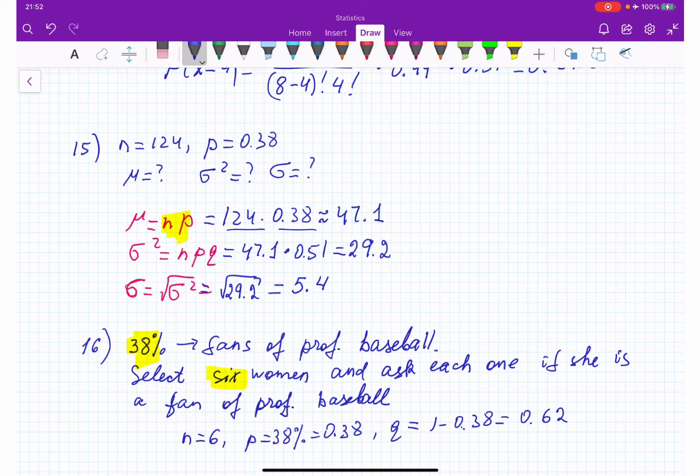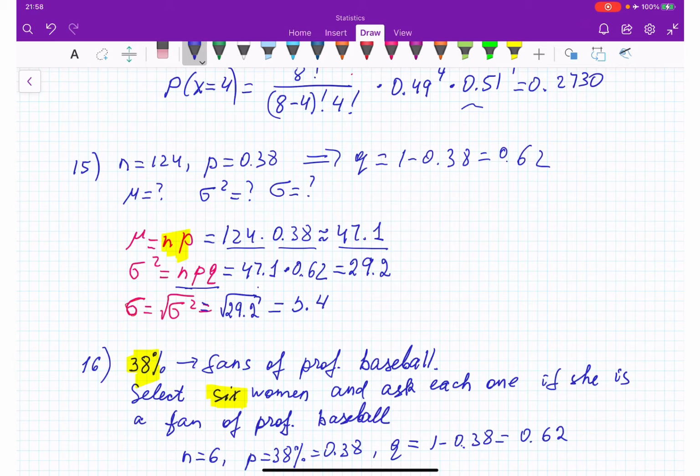Next, variance is equal to npq, which means I'm taking the np product 47.1 and multiplying by q, which means 47.1 multiplied by 0.62, and that is equal to 29.2. And standard deviation is equal to the square root of sigma squared, which is the square root of 29.2, which is 5.4.